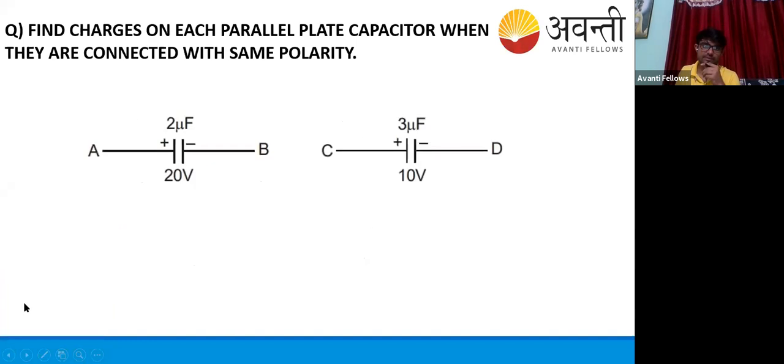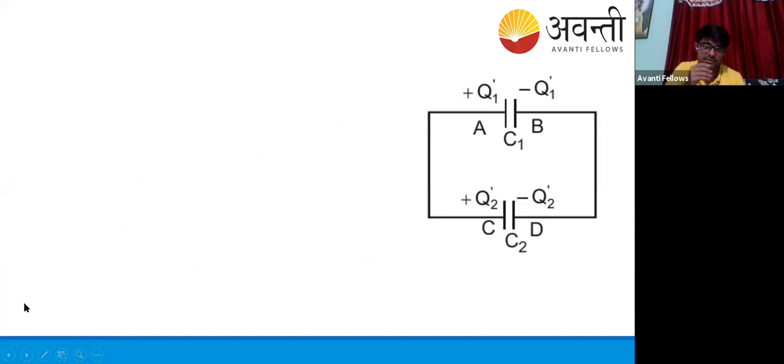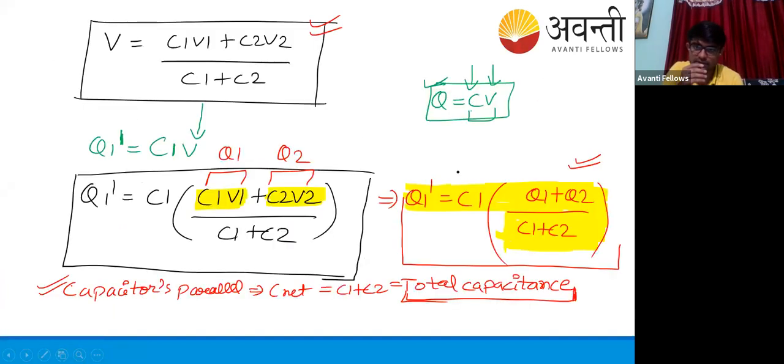Basically, here you can see it. See, in this formula only C1 is changed. If C1 is changed to C2, and this thing is the same, that is V, then it will again be Q2 dash. Okay.